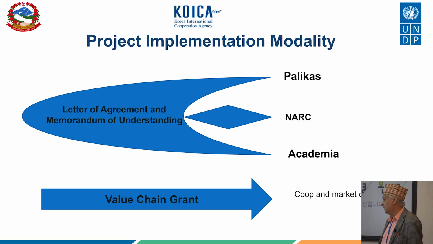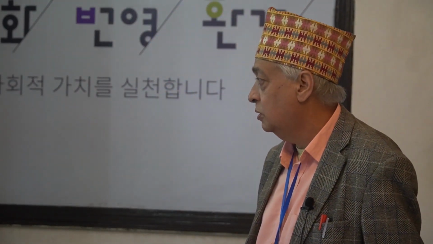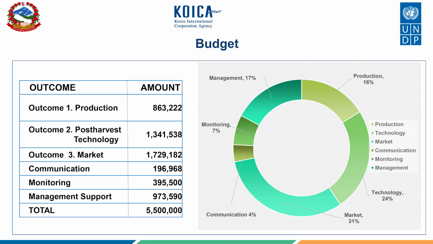And then the value chain grant is another one, where we directly call cooperatives to submit their proposals, and based on their proposals we evaluate them technically and financially, and finally we grant it. So this is the budgetary part of the outcomes. As I already indicated, we have 3 outcomes, and outcome-wise we have this budget.